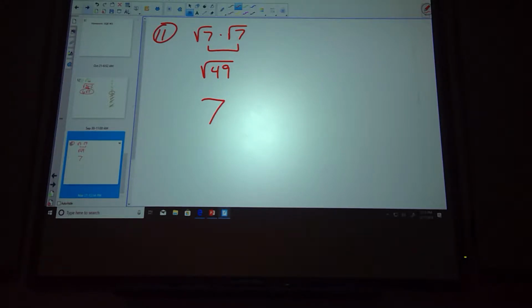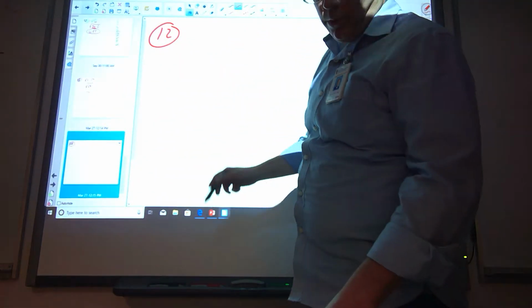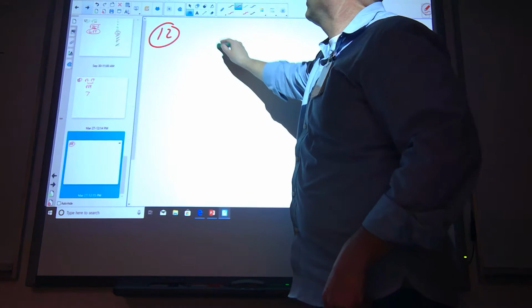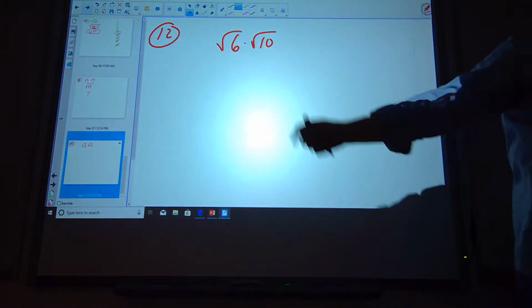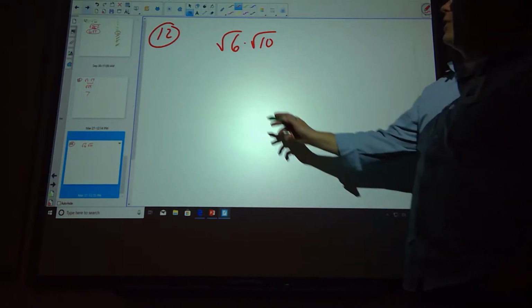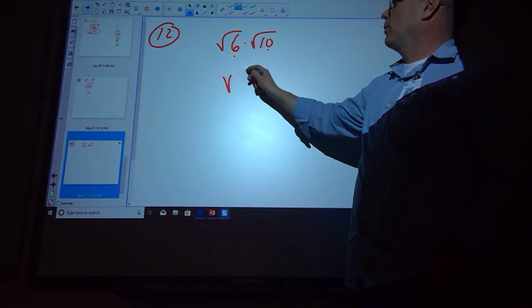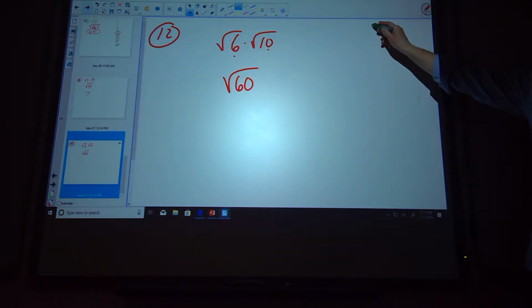What else? Yeah. 12. 12? Root 6 times root 10. Okay. So both inside. Does that make sense if I say that? Okay, yeah. All right. So I can multiply inside. So I'm going to get root 60. Okay. So let's think about my perfect squares.